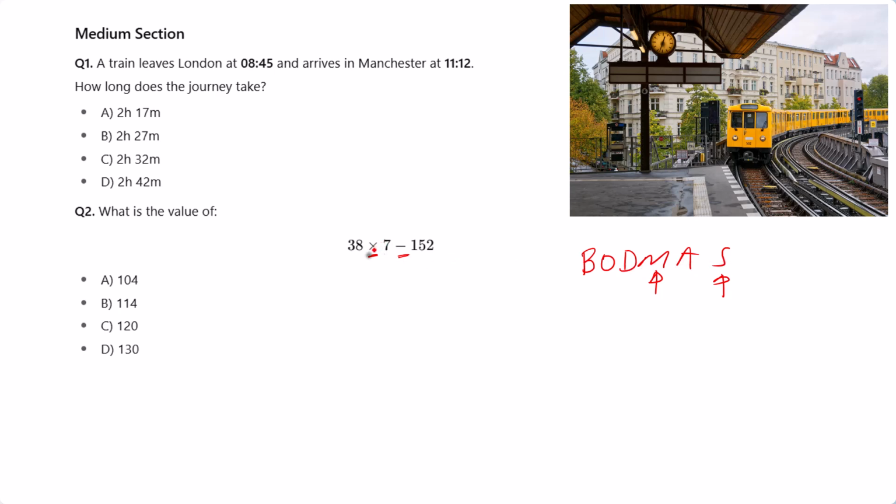Here we have multiplication and take away. If you've got lots of things to do, you have to do them in the right order. So we're going to start with multiply first. So we're going to do 38 times 7. Then we take away what? 152. So 38 times 7.